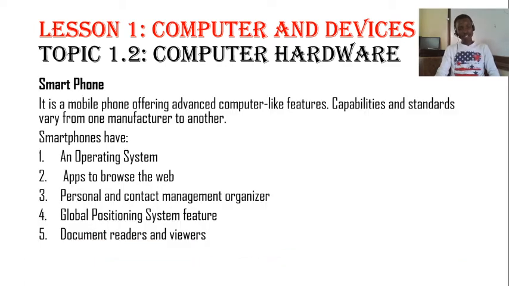Then we have the smartphones. Now this one is maybe where, if you had a person who had never seen a tablet, they can shine, because I don't think there's anybody who has no smartphone. Yeah, if you have no smartphone, you've seen one. So it is a mobile phone offering advanced computer-like features. Not everything that the computer can do can be done by the smartphone, but almost all the things that can be done by the computer, the smartphone can do. Yeah. So we are saying that the capabilities and standards of the phones vary from one manufacturer to another.